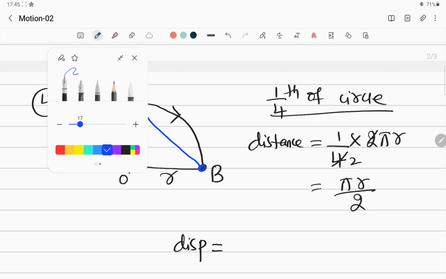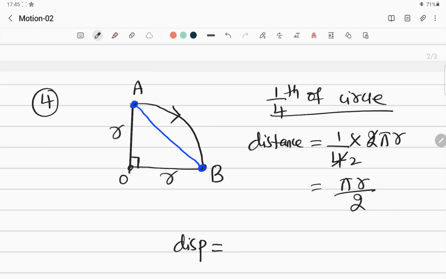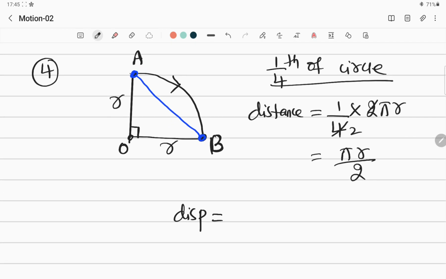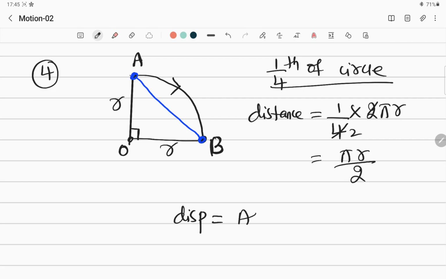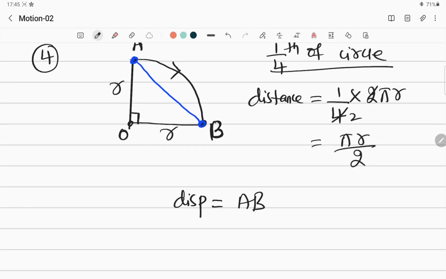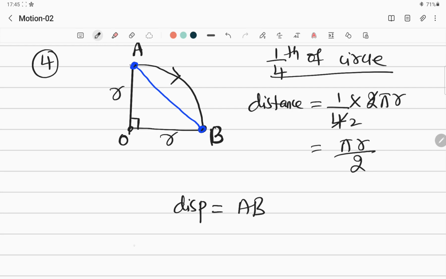Now you have one beautiful theorem called Pythagoras theorem. This is 90 degrees. AOB is a right angle triangle. So the displacement is nothing but AB. Now how to get the value of AB? You know Pythagoras theorem, no? It says AB square is equal to AO square plus BO square. AB is the hypotenuse, right? So AB square is equal to AO square plus BO square.